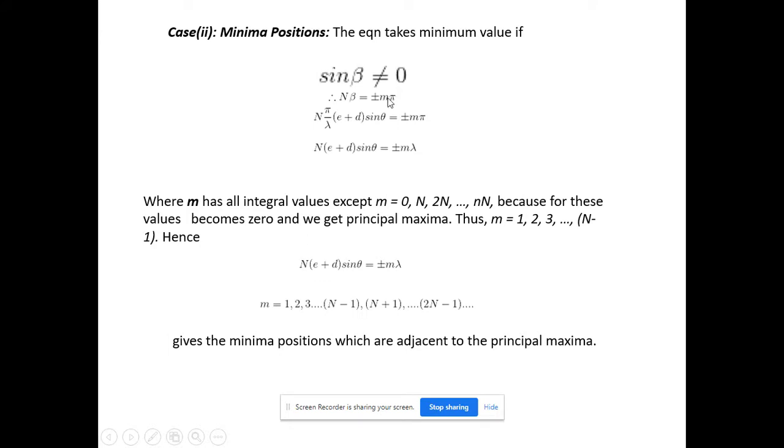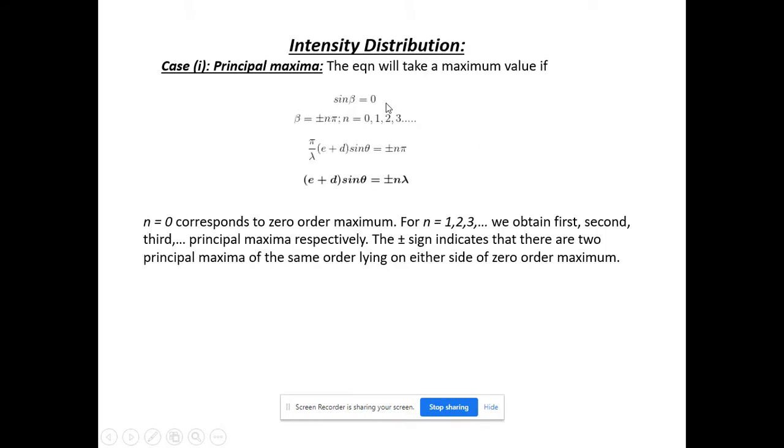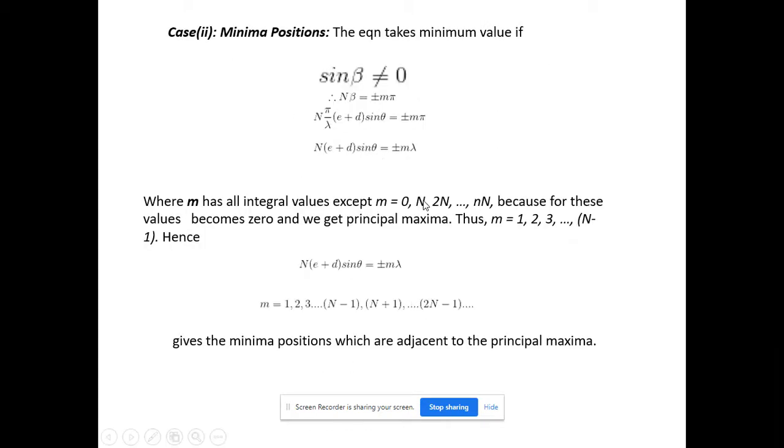Moreover, if you move further, you can choose m equal to 1, m equal to 2, m equal to 3, and so on. But at one point your m will be equal to capital N. Then this N and this N will cancel. So we'll have beta equal to plus minus pi. You go back, again beta equal to plus minus pi will give you the first order principal maxima. Again, it means you cannot choose the value m equal to N. Moving further, you can choose N plus 1, N plus 2, N plus 3, N plus 4, etc.